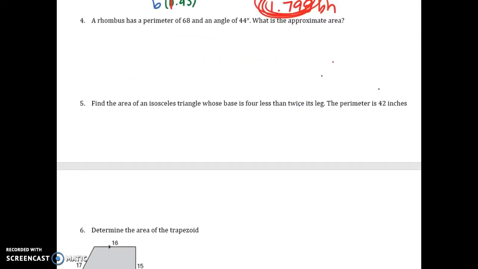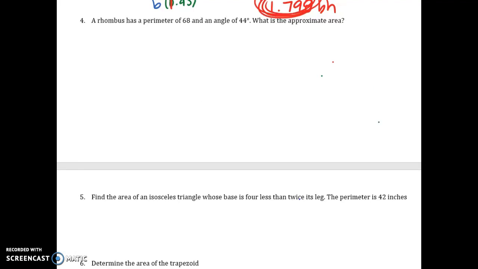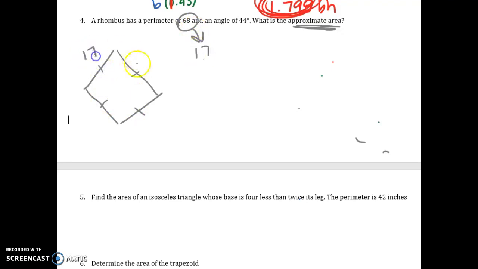Okay, a rhombus has a perimeter of 68 and an angle of 44. What is the approximate area? Again, keyword approximate. So we're making an estimate. So let's draw a rhombus here. Perimeter of 68. A rhombus has all sides the same, so 68 divided by 4 is 17. So each side of this rhombus measures 17. And then we'll go ahead and draw in our diagonals. I did not draw a very good rhombus, but remember, inside a rhombus, the diagonals are perpendicular, which is key.